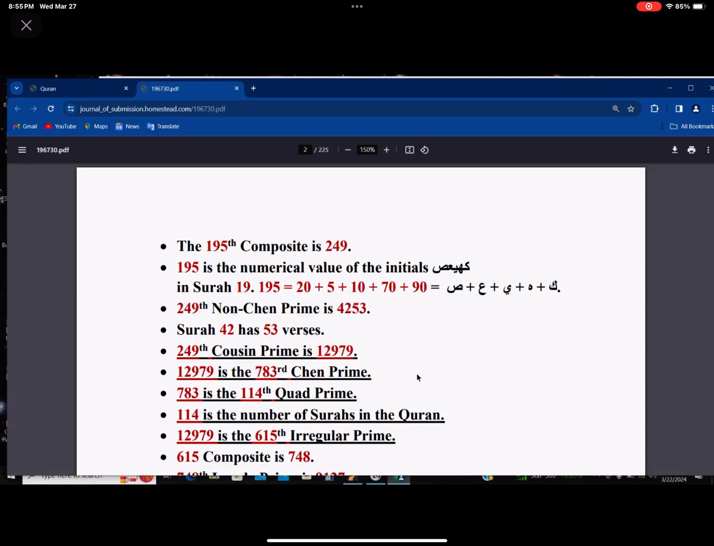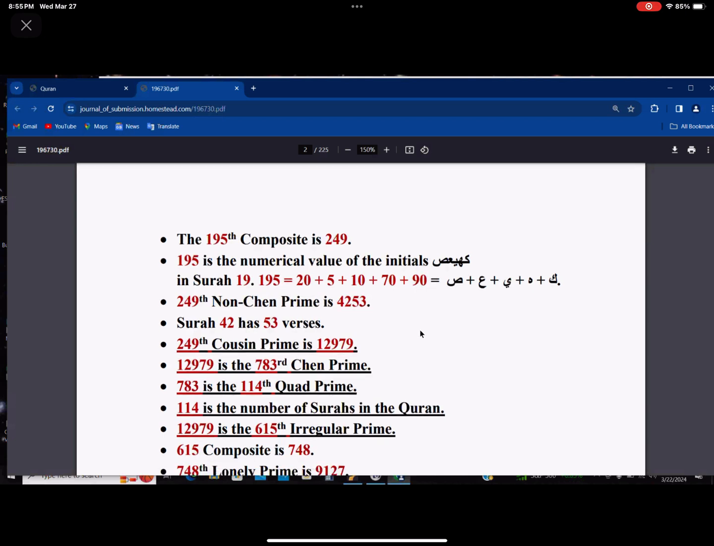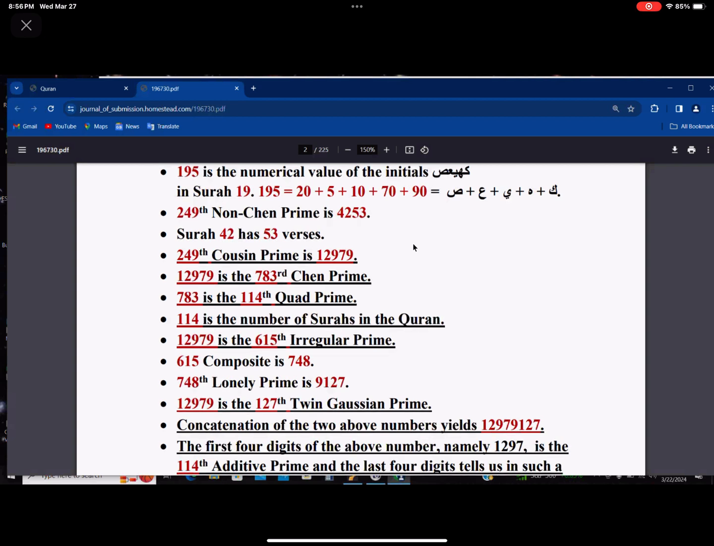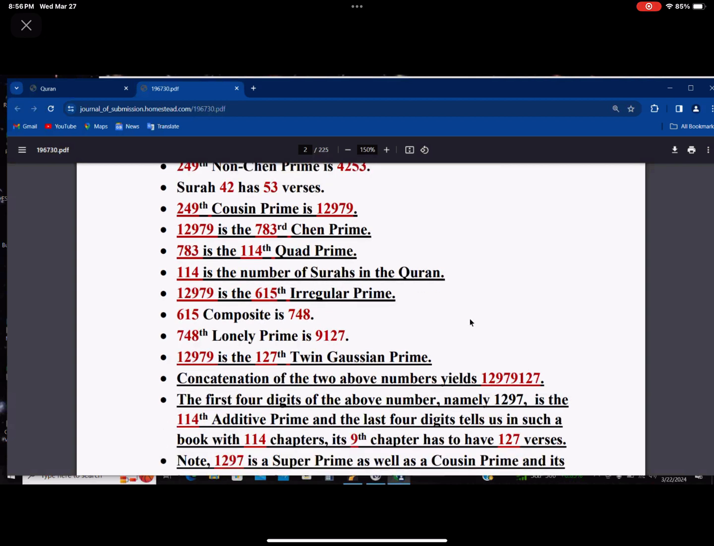12979 happens to be the 783rd Chen prime, and 783 happens to be a quad prime. Its index is 114. So 114 is the number of surahs in the Quran. 12979 is the 615th irregular prime, not regular prime. These are the ones that, when you remove the regular primes from the domain of primes, what you are left with are called irregular primes. The 650th composite happens to be 748, and the 748th lonely prime is 9127. So we got from this 12979 to this.